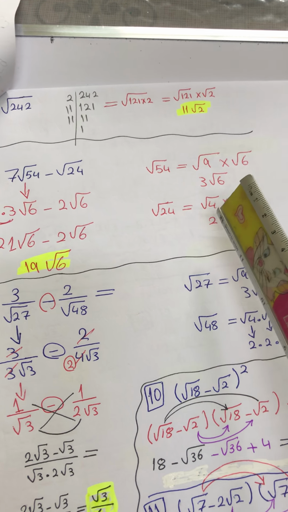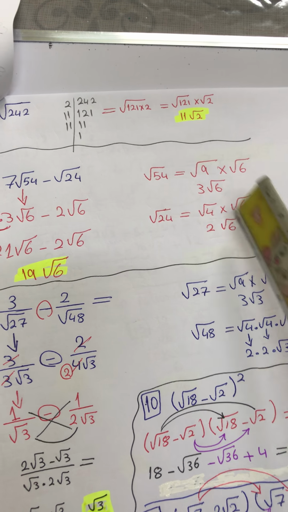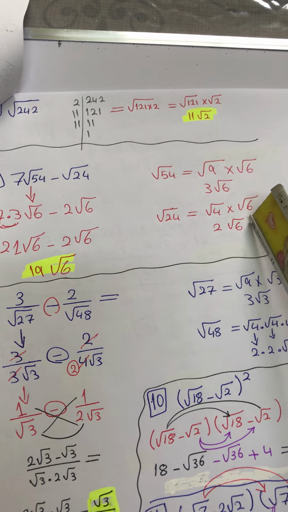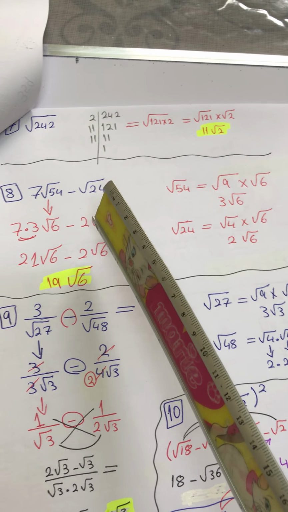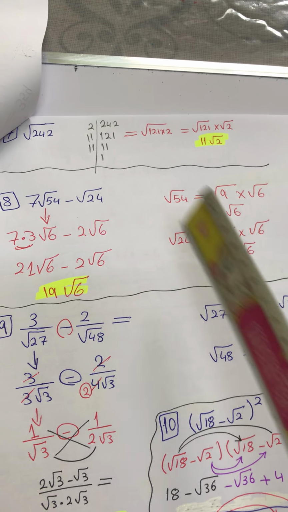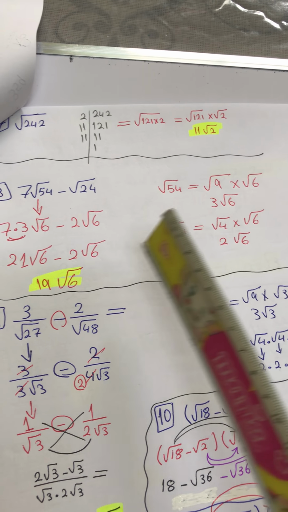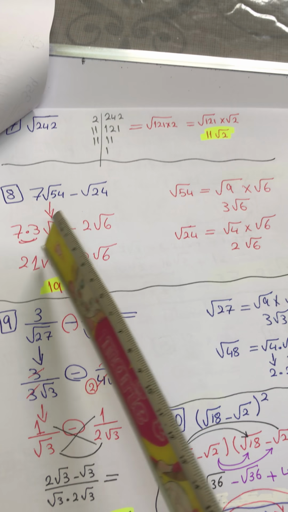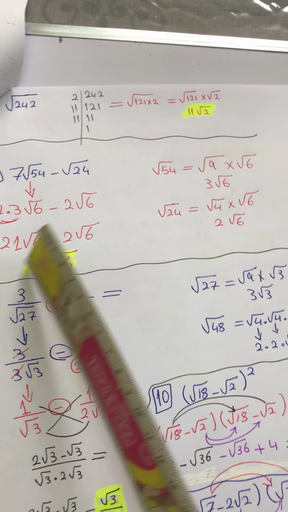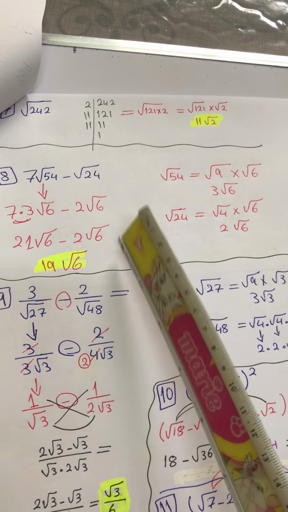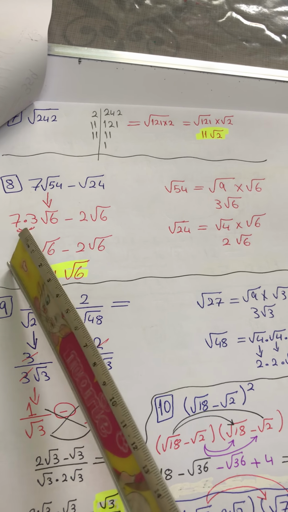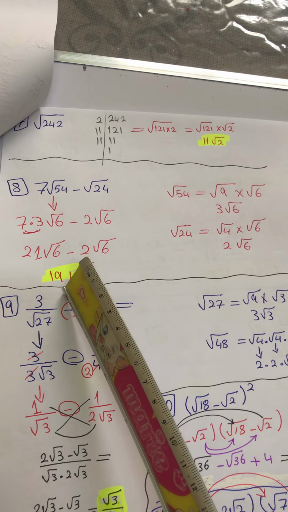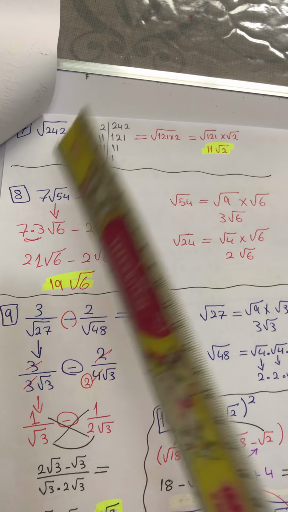minus square root of 24. Let's simplify it. Square root of 4 times the square root of 6. Square root of 4 gives me 2, square root of 6 is still the same. So instead of square root of 24, I'll put 2 square root of 6 like this. Now 7 times 3 equal 21 square root of 6 minus 2 square root of 6. I'll write square root of 6 just one time and 21 minus 2 equal 19. So this is answer number 8.